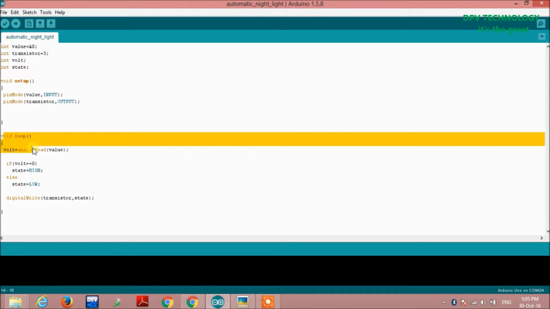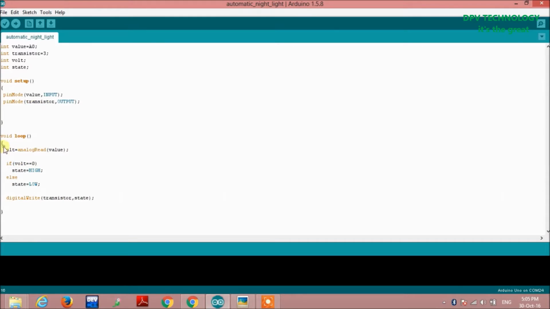Here in the void loop section, I have taken this integer volt to store the value coming from the LDR to the Arduino. Then I have written an if statement to check the condition. If there is no external light coming, then the LDR will not generate any voltage across its terminal. That means volt equals zero.